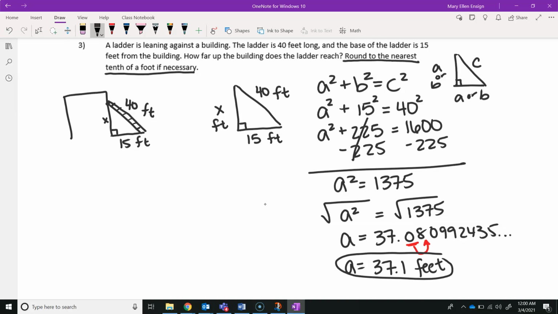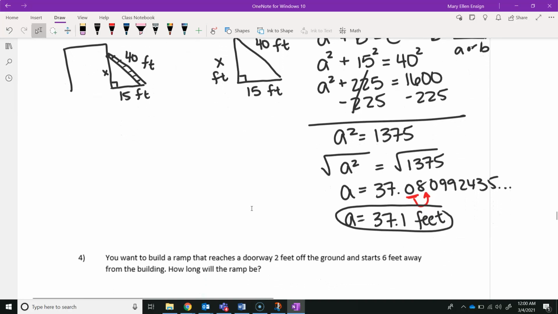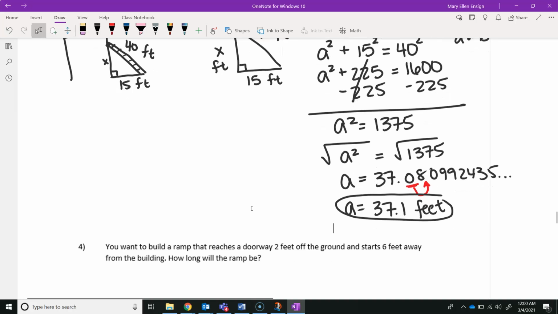That's about how high the ladder will reach. Okay, so pretty close, but also it's a very big ladder to have still that close to vertical, right? Kind of want to kick that out a little more probably, but I don't know. I'm not a carpenter, so just be careful on ladders. That's my advice. All right, so 37.1 feet.